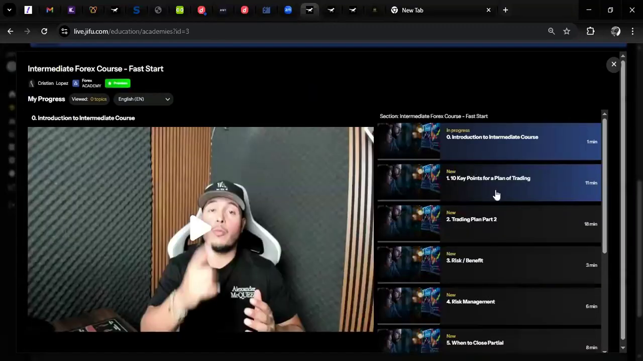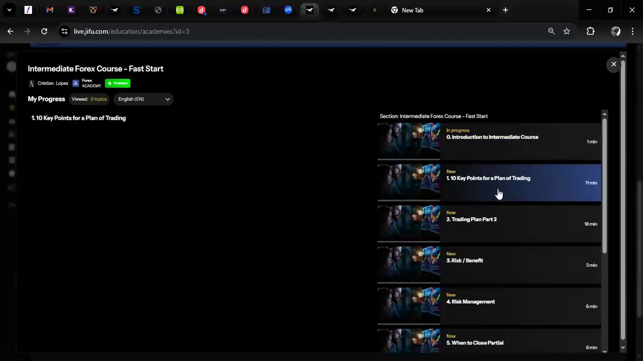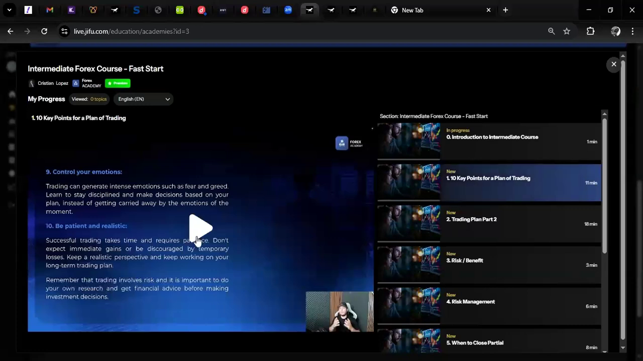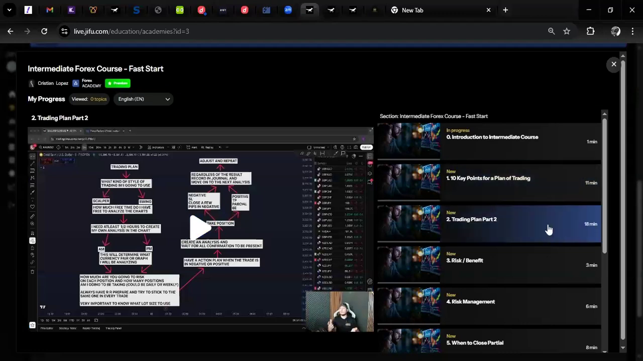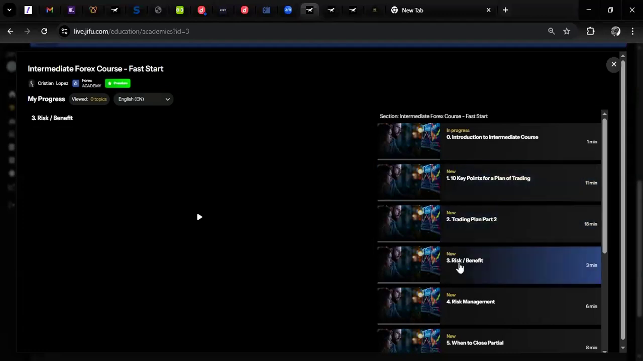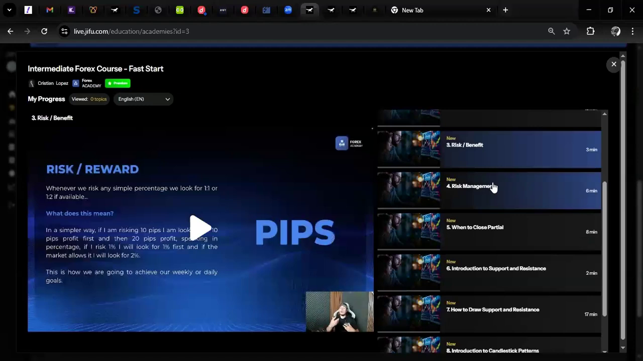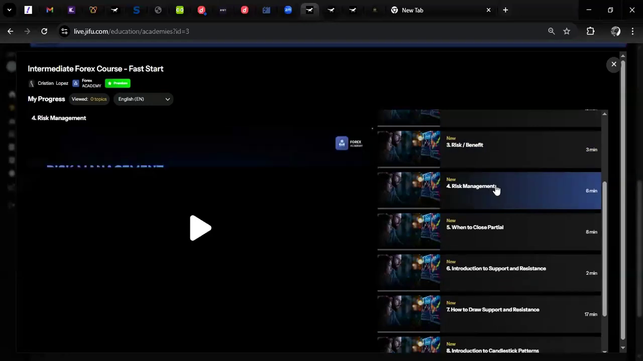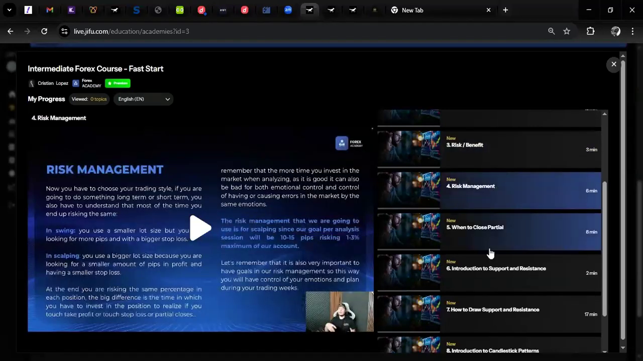Now, intermediate goes further. This shows you key points for a trading plan, very important. There's a trading plan part two; this is like a part one and a part two of it. Risk and reward, or risk and benefits. You need to know risk management, guys. Very underrated as well. When to close partials, also very underrated, guys.